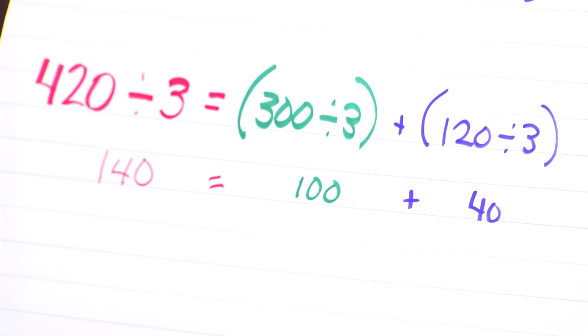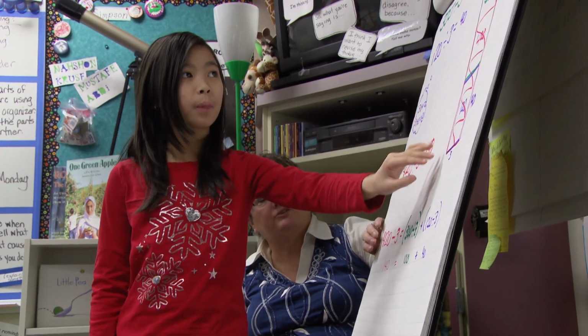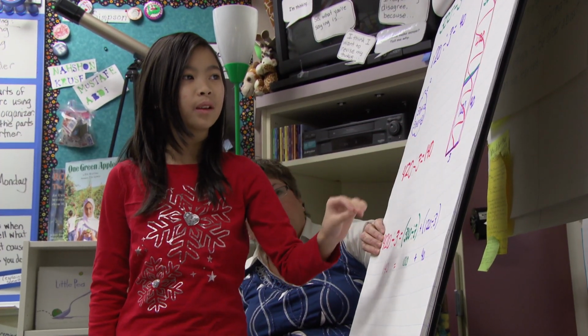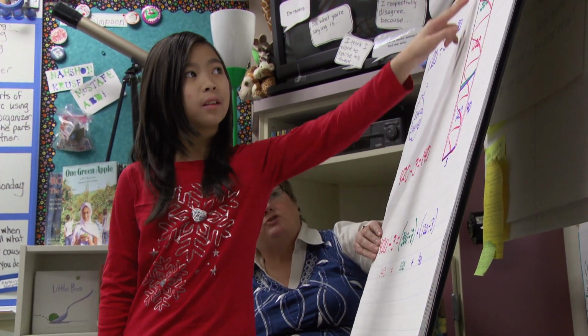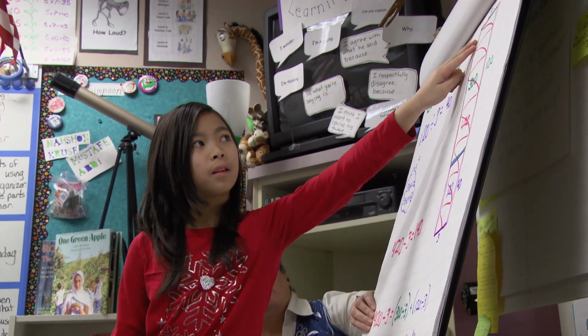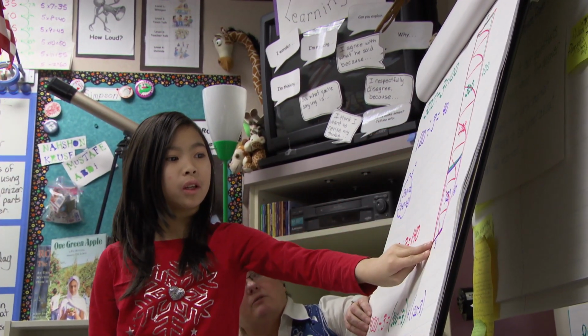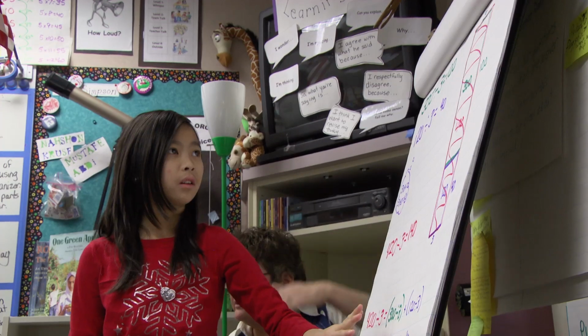Can you show on the array, where is 420? Where's 420? Can you show with two hands, like where the beginning and the end of 420 is? This is 420 and this is 30. The whole thing is 420.